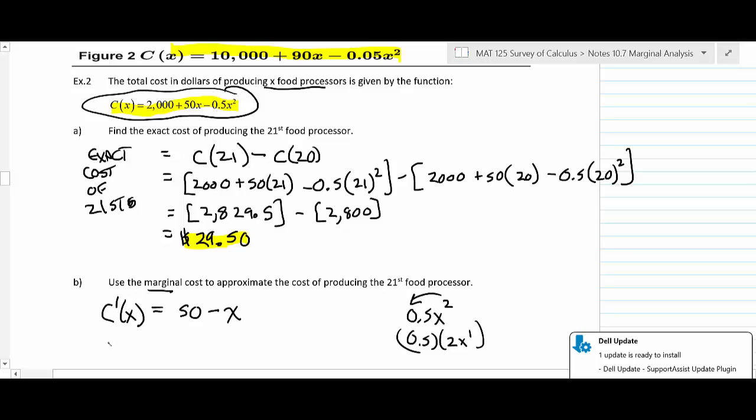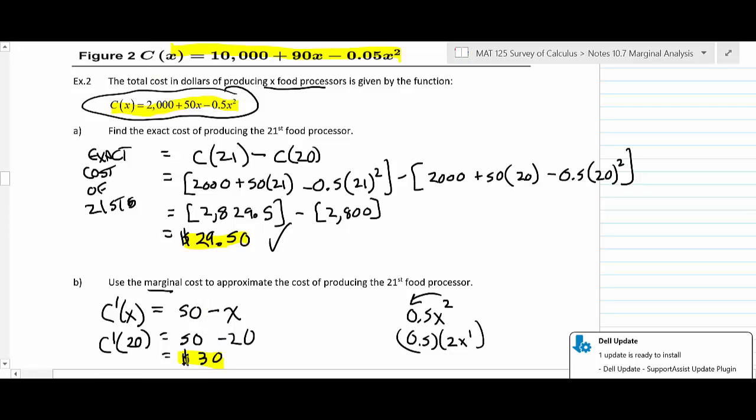Now what are you going to do? C prime of what? Of 20. Don't get that backwards. It's got to be 1 below that. So you use this to approximate the answer that we just got. We got the exact answer. So what you would do is just do 50 minus 20, so you get $30. And again, these things are relatively close to one another.